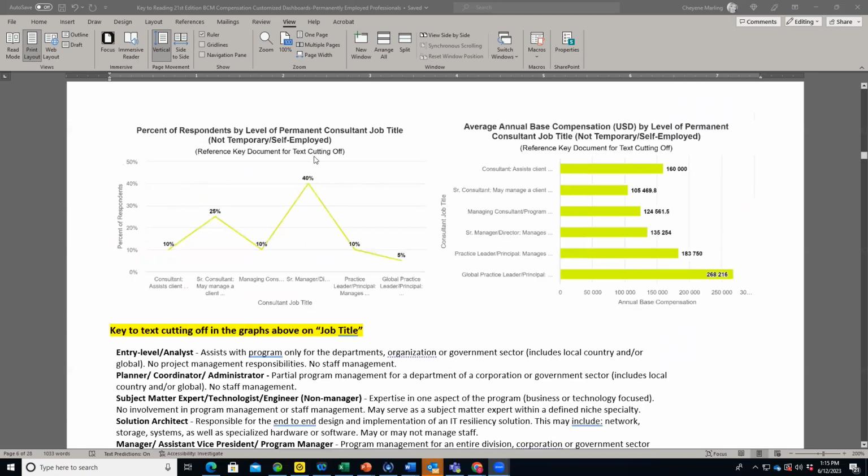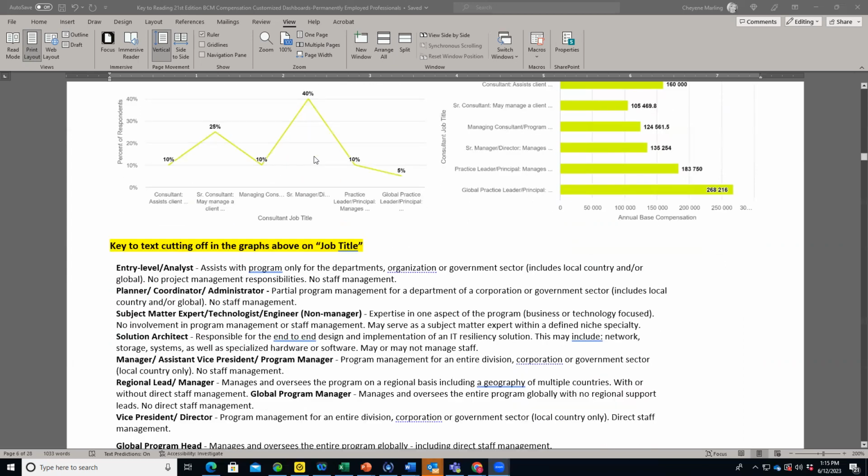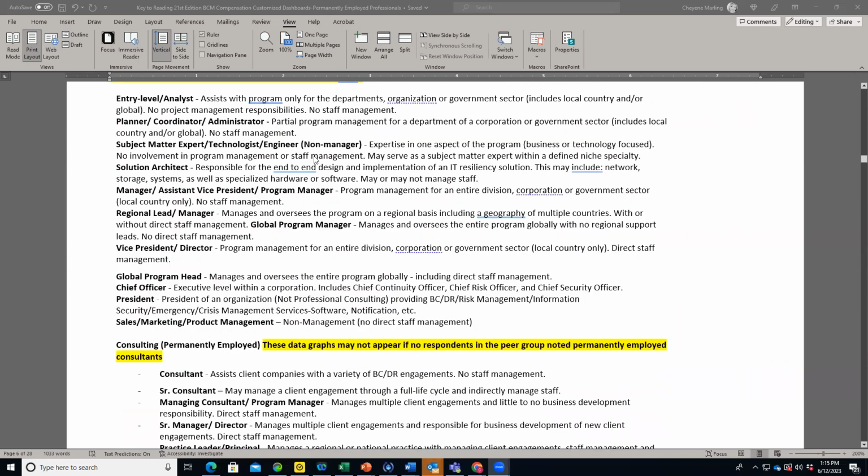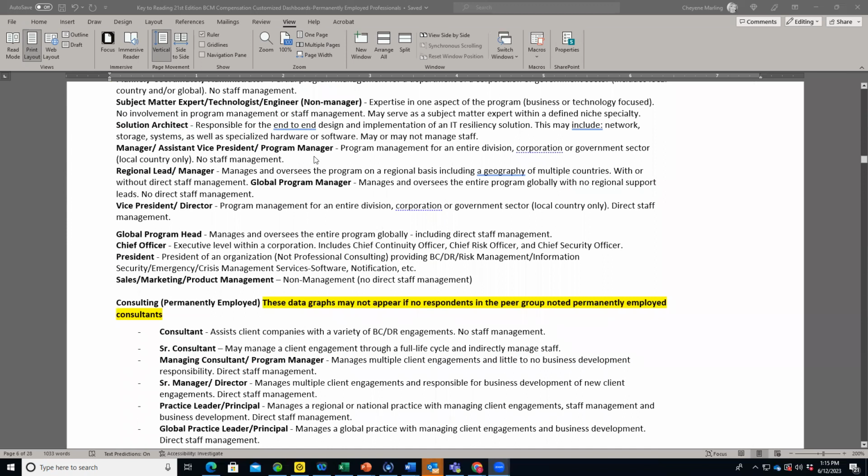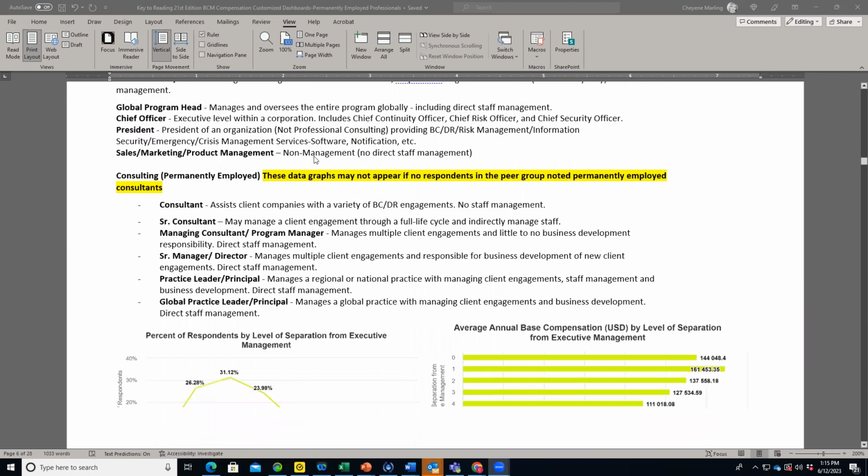Now, this is not independent consultant or self-employed. These are individuals who perhaps might work for a Kyndryl or a Deloitte and Touche or a KPMG, but they're permanently employed. They're not self-employed. So here you have all the different generic job titles and descriptions that were used within the study itself.